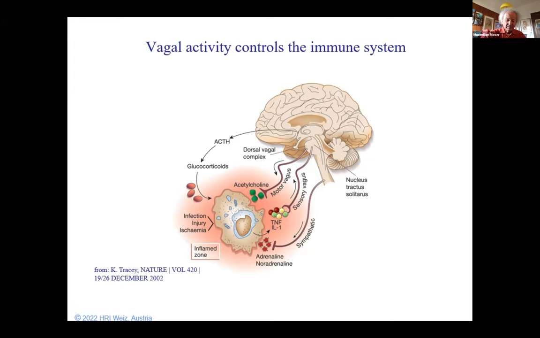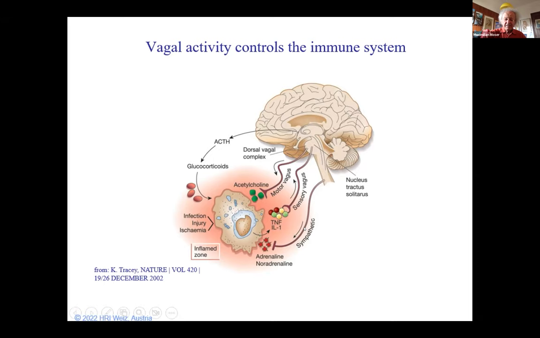Now, if this is the case, that's very good in the beginning, that's very important that it works. But after some time, it has to be stopped when the invaders are killed or eliminated. It has to be stopped. And this stop, that's a new finding, is made via the vagus nerve.